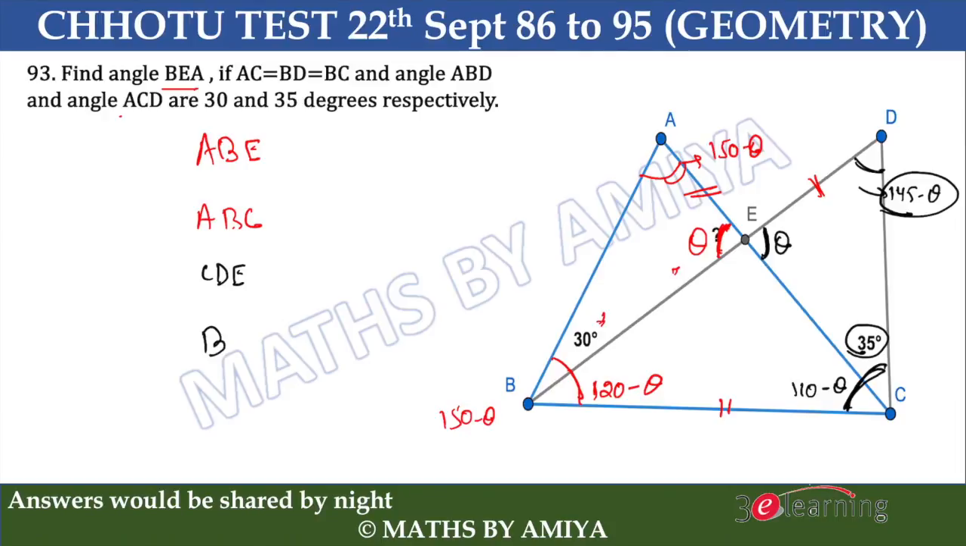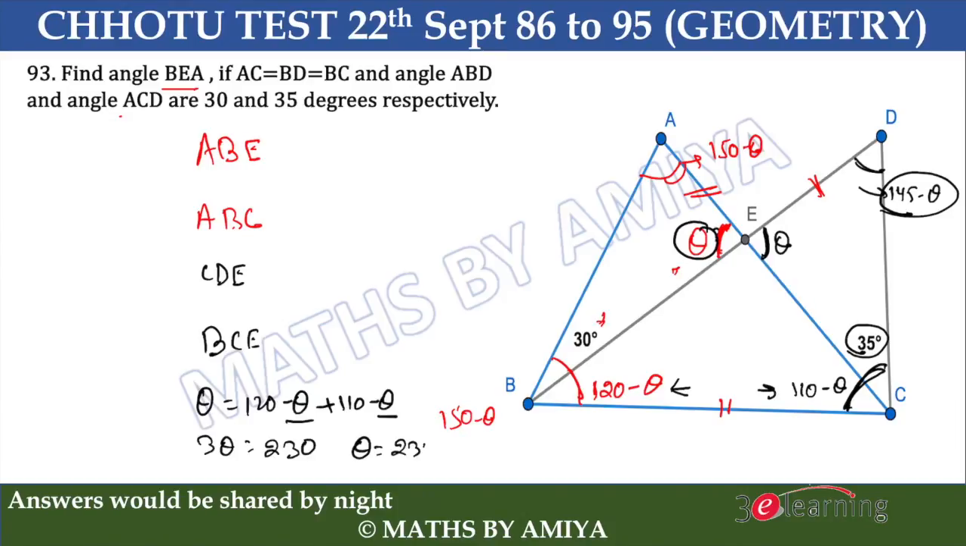So if we work in triangle BCE, this theta is the summation of these two, that is the exterior angle. So we can say theta is equal to 120 minus theta plus 110 minus theta. So minus 2 theta comes here, 3 theta is nothing but 230 degrees. So theta is 230 by 3, and this one is our answer.